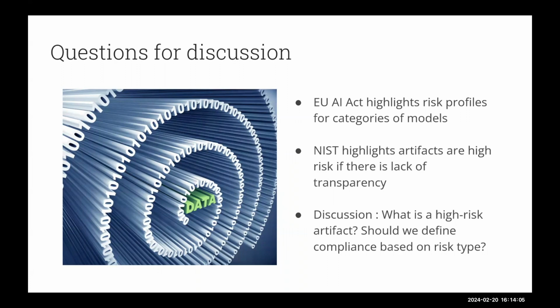So the EU AI Act, as some of us know, highlights different profiles for different categories of models. NIST equally highlights certain artifacts can be high risk if they lack transparency or lack an accountable owner. So there's clearly some regulation here around what artifacts can be defined. And when we look at creating some guidance or principles, we're going to want to understand artifacts and maybe high risk artifacts. So I'd like to open it up for discussion. What do people think when we discuss artifacts, and are people concerned with higher risk things?